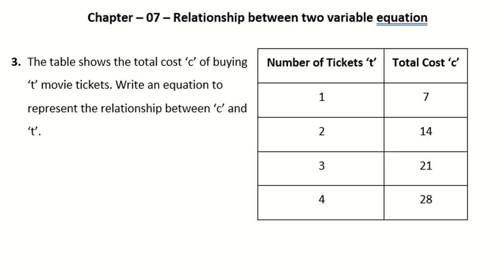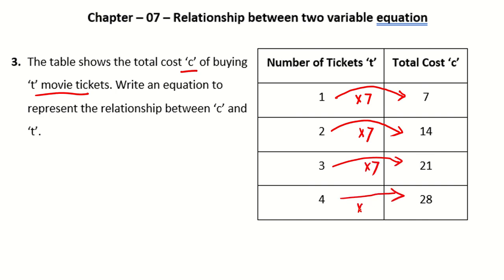Okay. Now next: the table shows the cost C of buying T movie tickets. Write an equation to represent the relationship between C and T. Now see, when the value of T is 1, the value of C is 7. 1 multiplied by 7 is 7, then 2 multiplied by 7 is 14, then 3 multiplied by 7 is 21, and then 4 multiplied by 7 is 28. Make sure that this number is the same everywhere. The rule we are setting here should be the same everywhere.